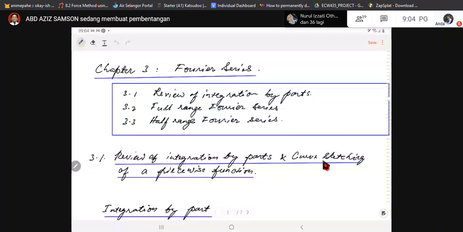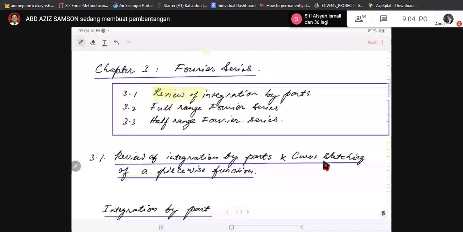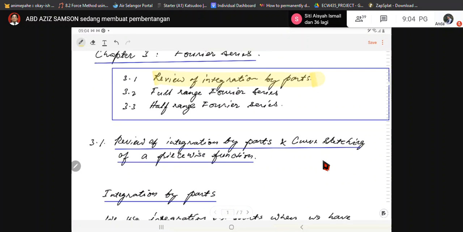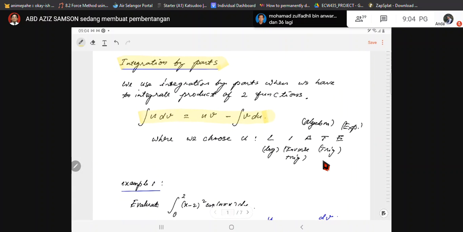Okay, so what we're going to do now is a review of the integration by parts. I'm sure you have done this before. We're going to use the formula for integration by parts very often, because it involves integrations. What we have to remember is that integration by parts involves the product of two functions, u and dv, and this is the result of integration by parts.